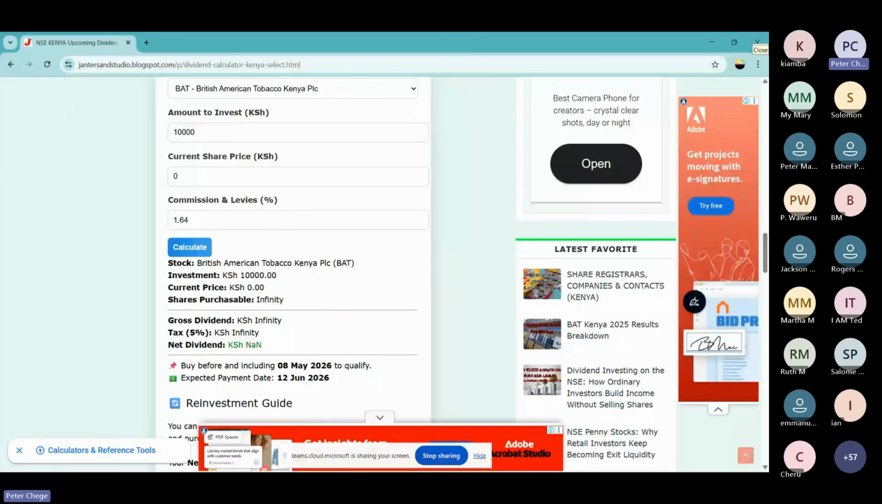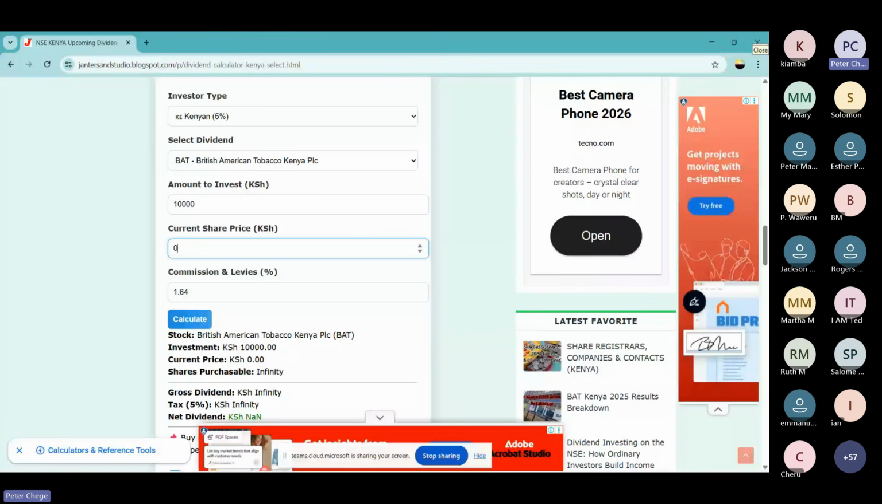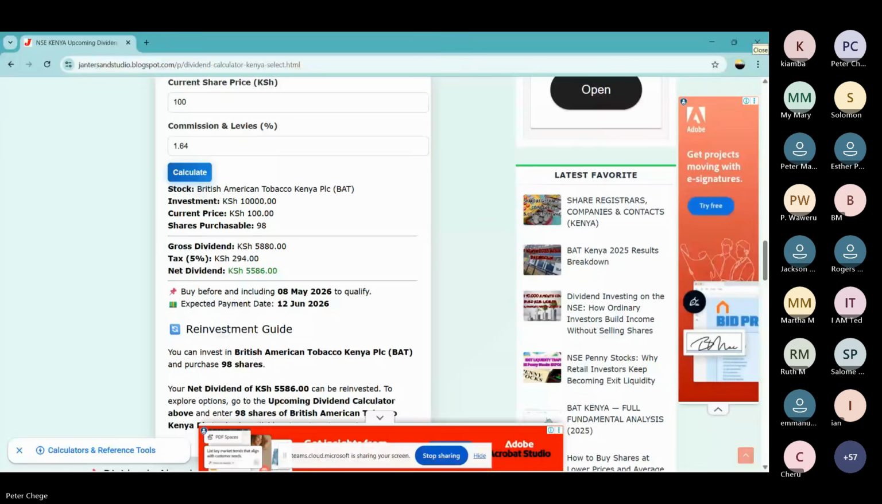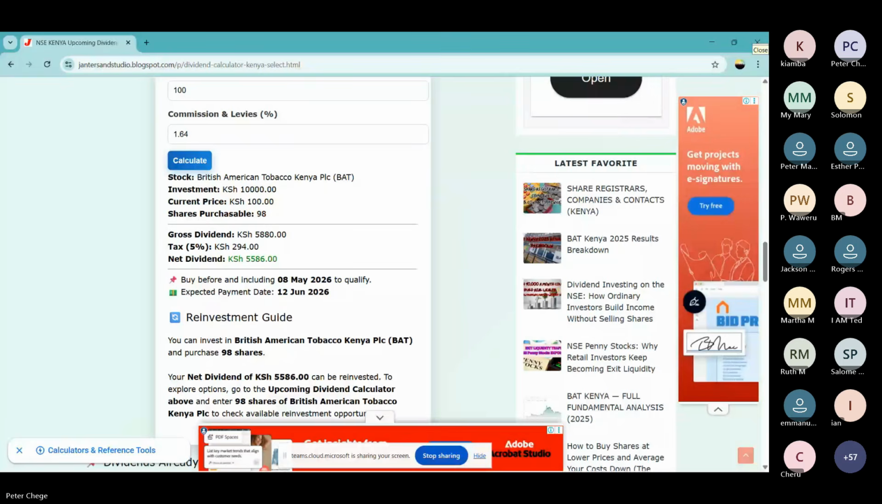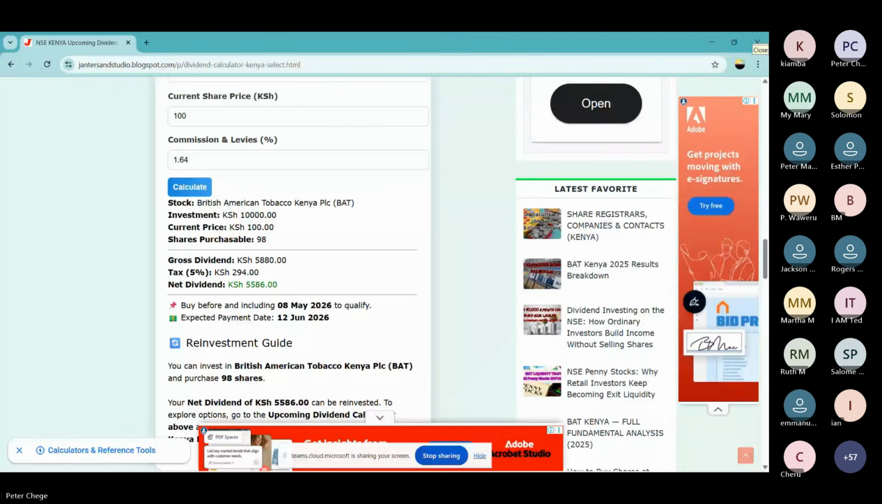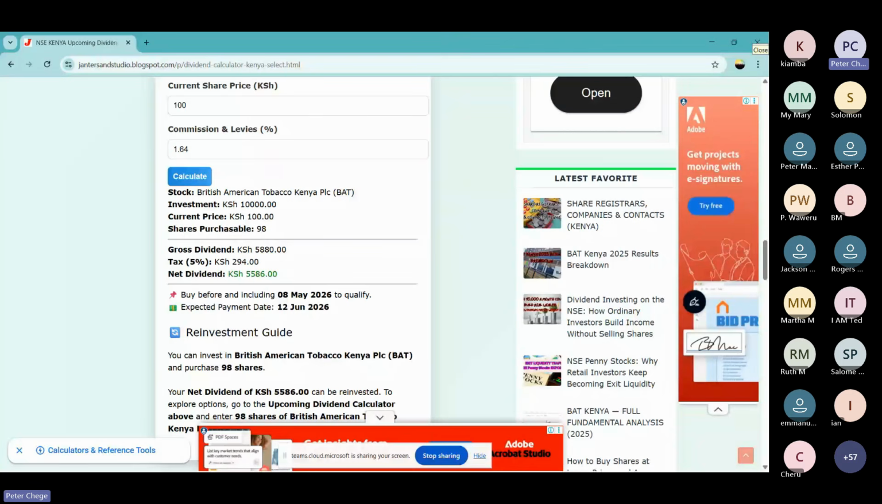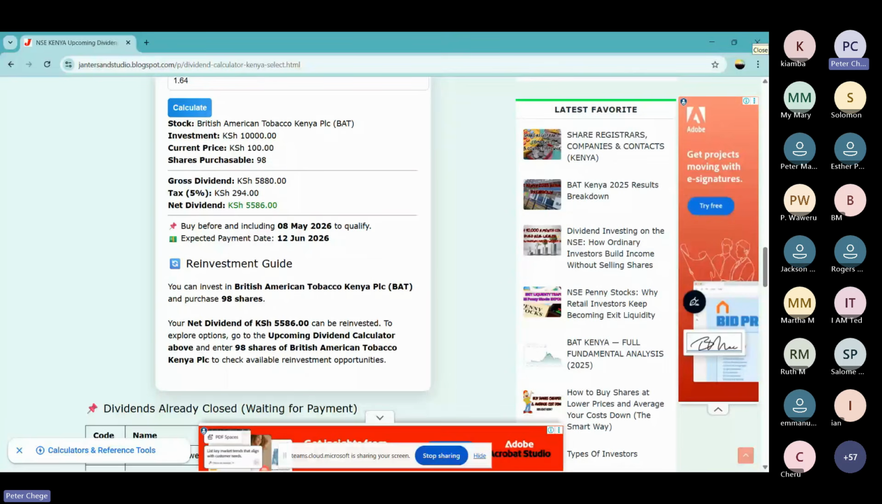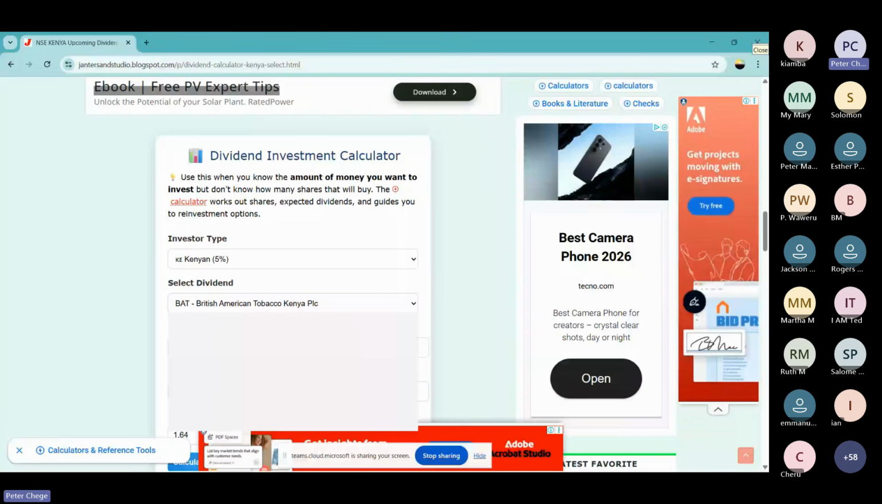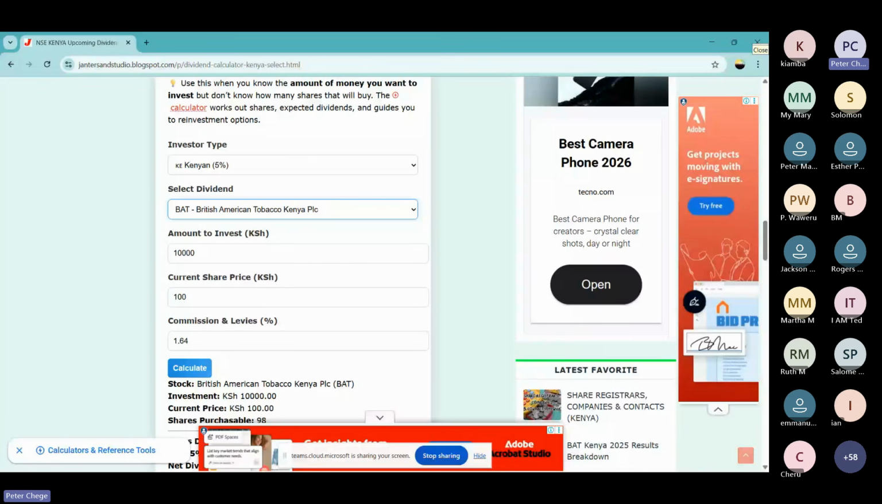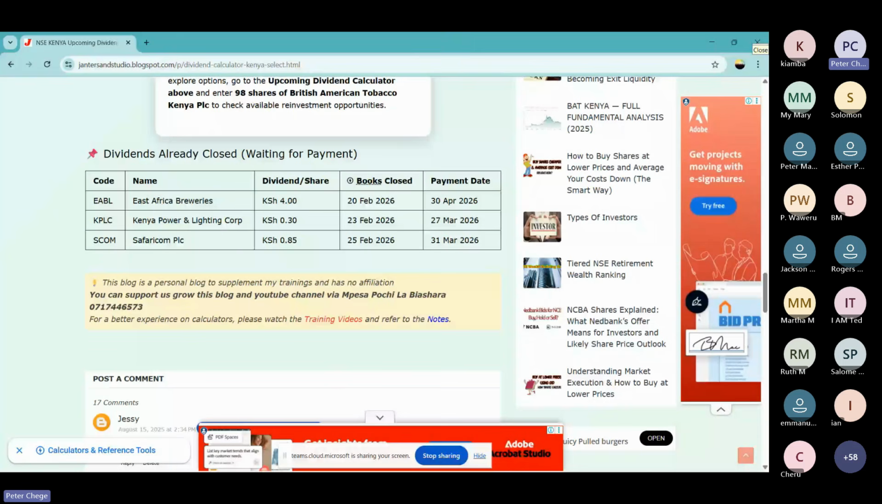If I have 100 shares, it will actually give me additional details, a breakdown of the shares that you can hold and their dividend. But I'll check the pricing. I'm very sure I've not put the BAT price. So it has the active dividends, and you can easily calculate. Below that, it gives you the dividends which have already closed and the date they will pay. So we go up here.